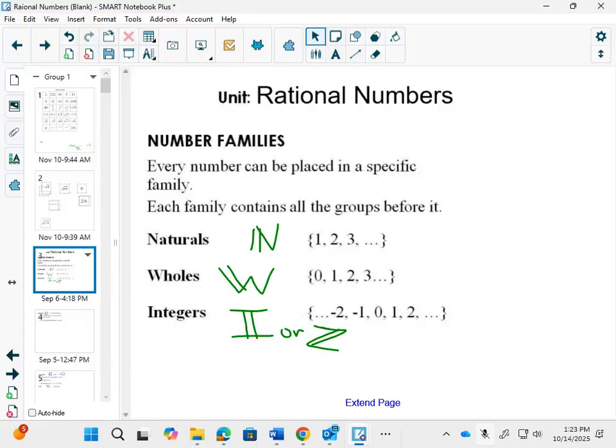Which means if you had the number 2 and someone said, what families does the number 2 belong to? You would say, it belongs to the natural numbers, and it belongs to the whole numbers, and it belongs to the integers.